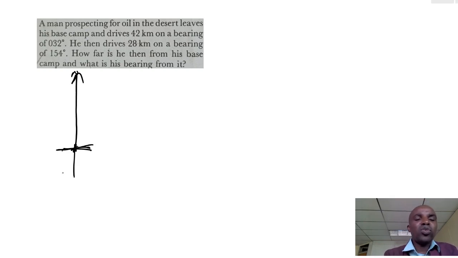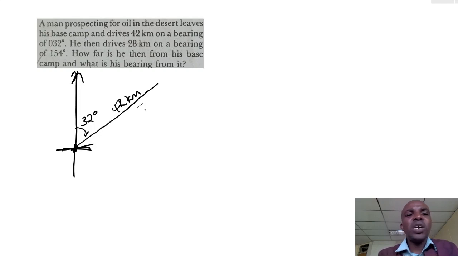I draw my north. Then from this starting point, this man drives 42 kilometers on a bearing of 32 degrees. So from the north, the angle is 32 degrees, like this. So this man was walking on this line, the first part, for 42 kilometers. Then the second part, he then drives 28 kilometers on a bearing of 154 degrees.